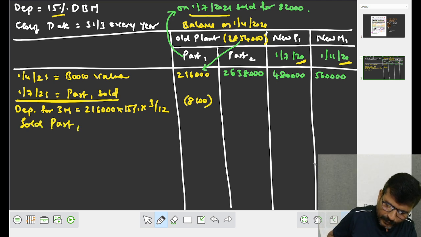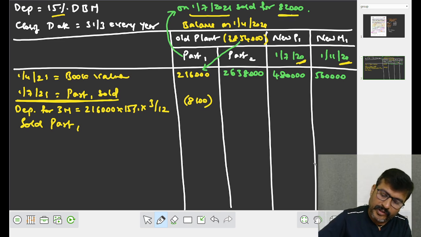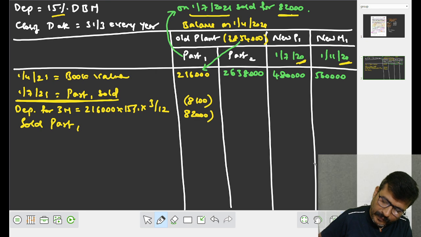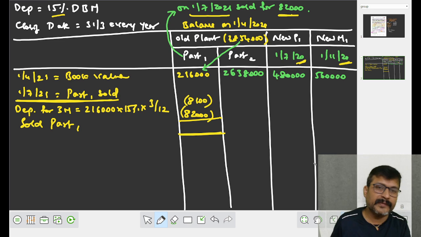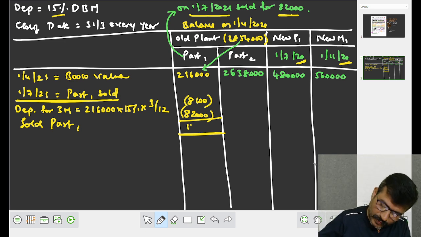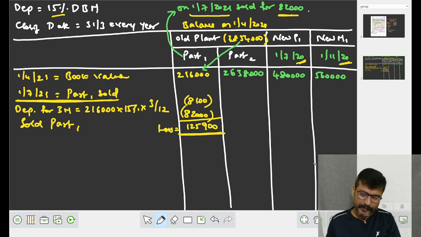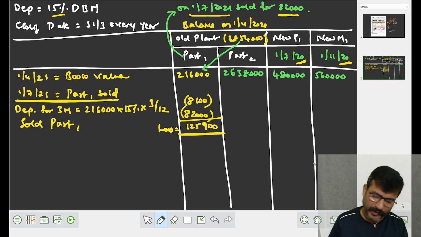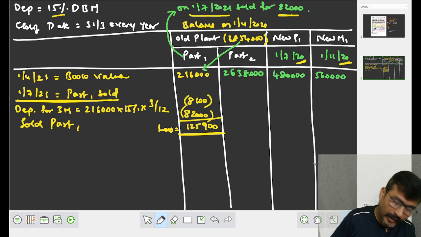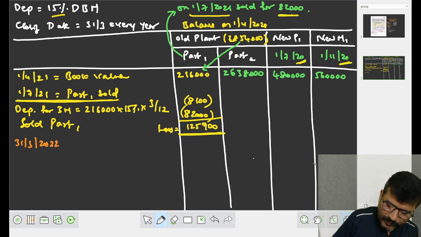Part 1 is sold for how much? 82,000. Work out the balance. The balance comes to 1,25,900. Since the answer is positive, we have to call it a loss. This completes the answer for part 1 sold. Now what to do? Now on what date? At the end of the year, 31st March 22. Depreciation 15%, diminishing balance method.